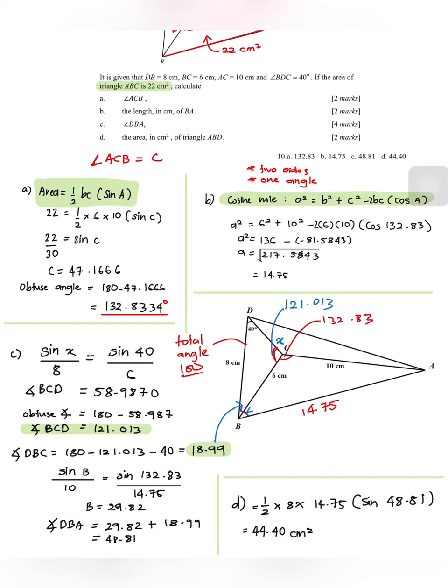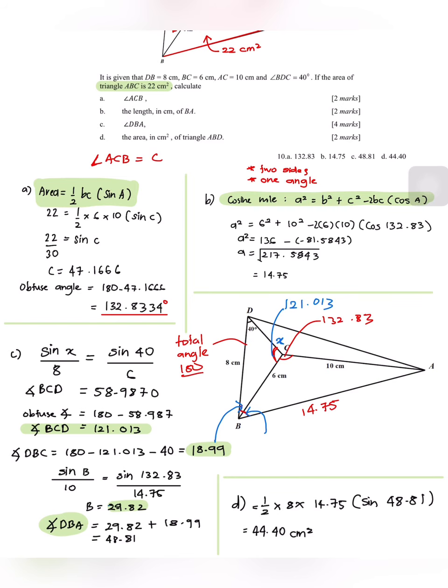Okay, so we can find this other one to complete the angle that we want to find. Using the sine rule, we use sine B. This is our B that we're going to find. The corresponding side is 10, equal to sine 132.8 over the corresponding side, 14.75, and we will get that the angle is 29.82. So we can complete this angle by adding these two values that we get, 29.82 plus 18.99, and we will get 48.81.